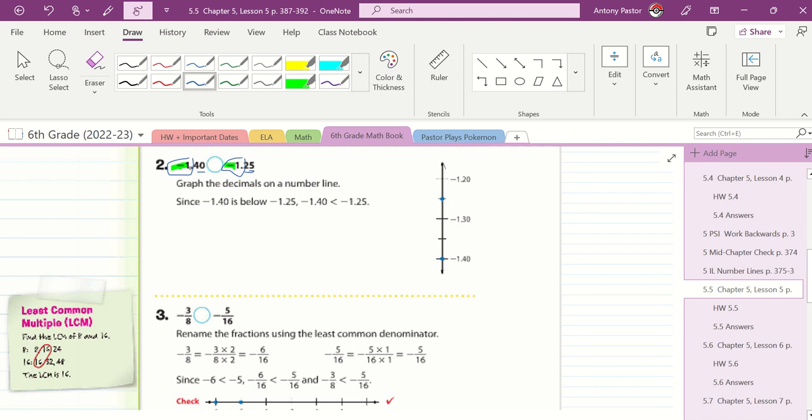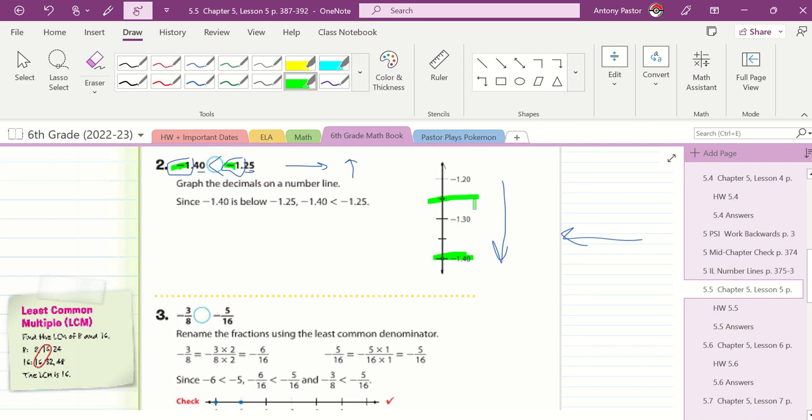40 is bigger than 25, but remember, when it comes to a negative scale, and this one's a vertical one, the further down or the further to the left it is, the less it is. Again, since it's negative, would you rather owe $40 or owe somebody $25? Negative 1.25 is the bigger number because it's closer to the right or closer to the top on a number line. Since negative 1.40 is down here, and negative 1.25 is up here in between negative 1.2 and 1.3.